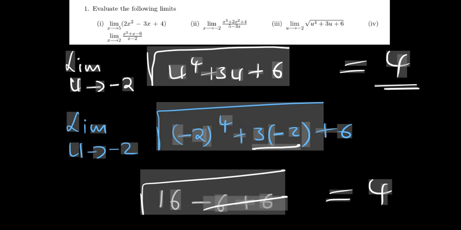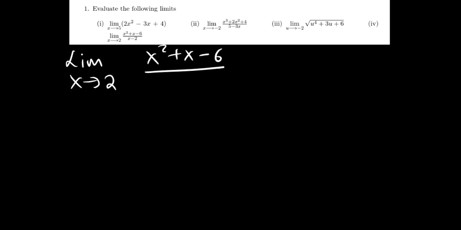Simple and straightforward concepts. Now we're on number 4. Here, the limit as x approaches 2 of (x squared plus x minus 6) over (x minus 2). Now this is a case where if you substitute 2 for x, the denominator becomes 0, which makes the whole expression undefined.